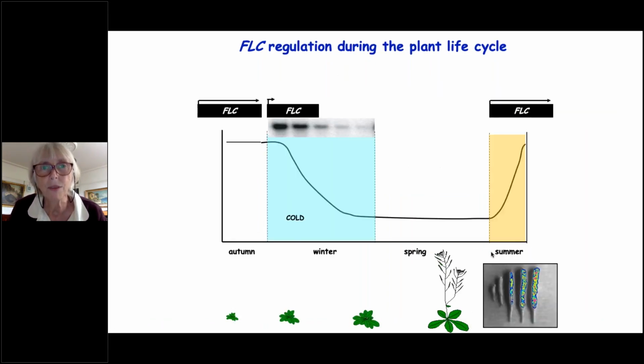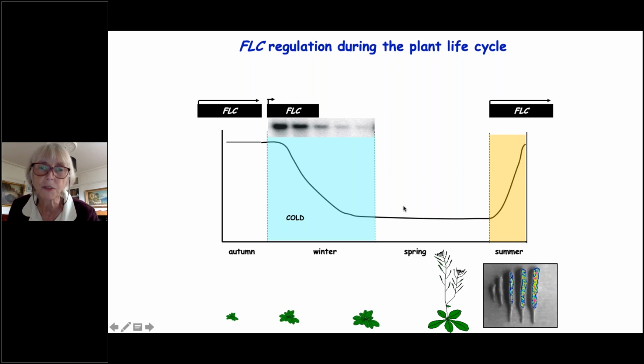Now, if we look at FLC regulation through the life cycle in a winter annual, as the plants germinate, they express high levels of FLC and they remain vegetative. But as they are exposed to increasing weeks of cold, and I've just shown this as a block of blue for different weeks of cold, FLC is progressively shut off. See this northern blot at the top here. As the plants then move back into spring, FLC remains off. It's epigenetically silenced by this cold exposure.